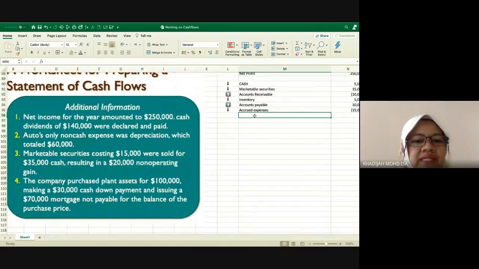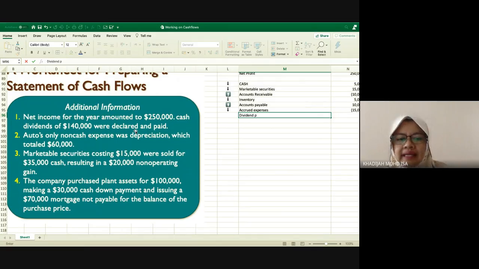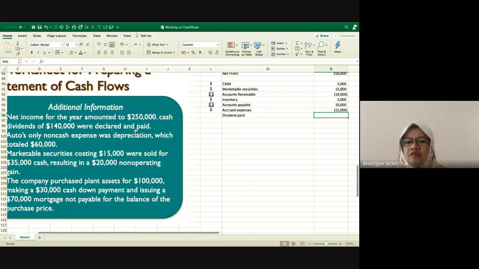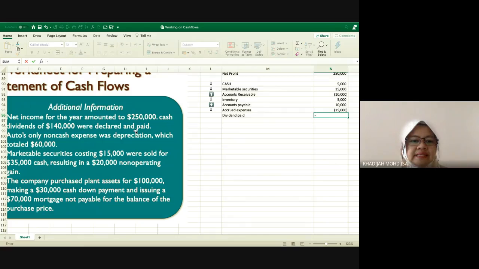We have a dividend. So whenever cash dividend is paid, it is under operating expenses. But the issue here is that when dividend is paid, is it plus or minus? Of course, when it is a cash outflow, isn't it? When you pay your dividend, then it's a cash outflow, so you're going to minus. Cash outflow, you have to pay 140,000, so minus.